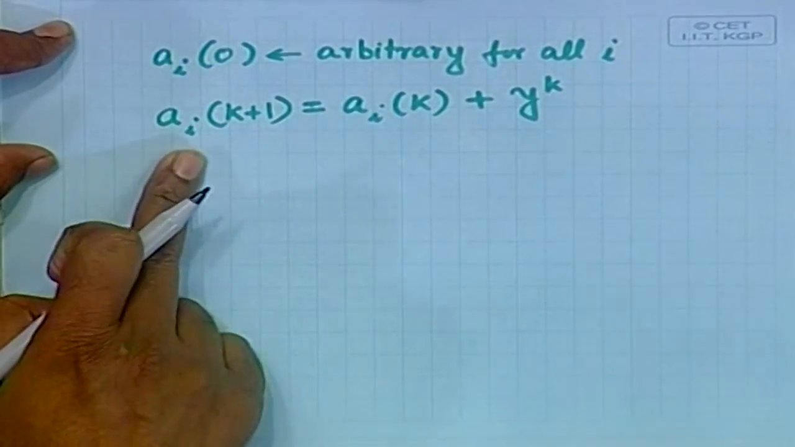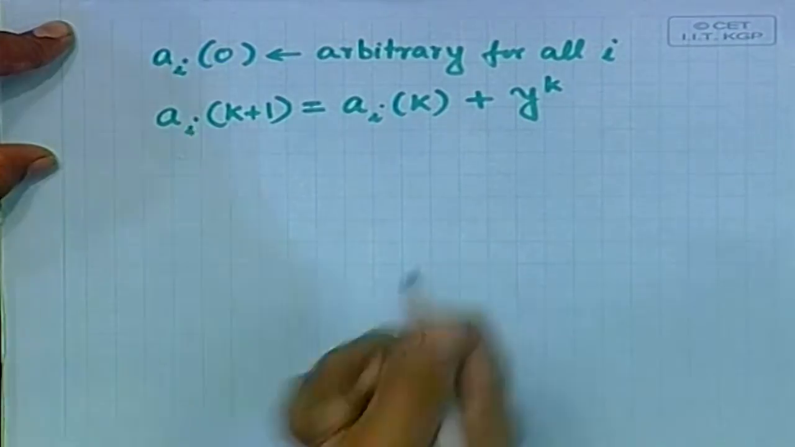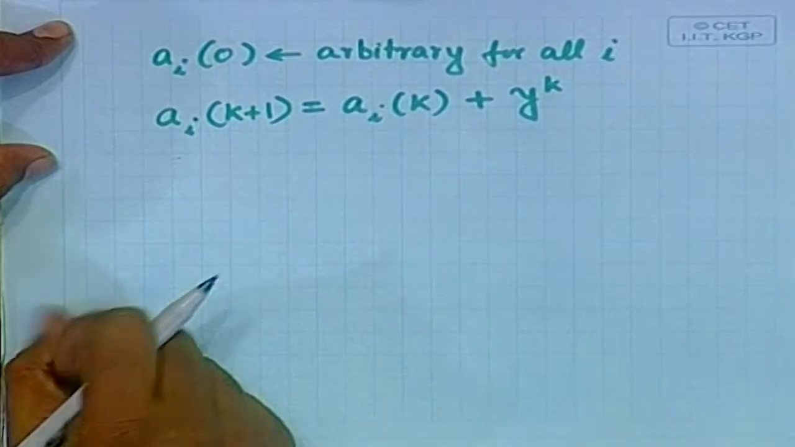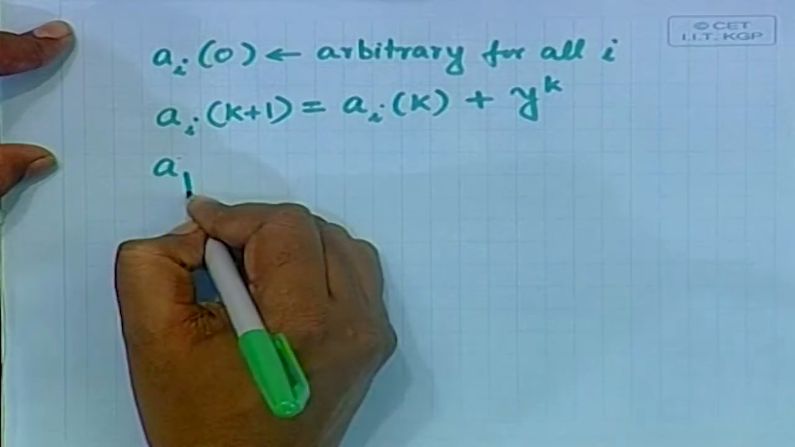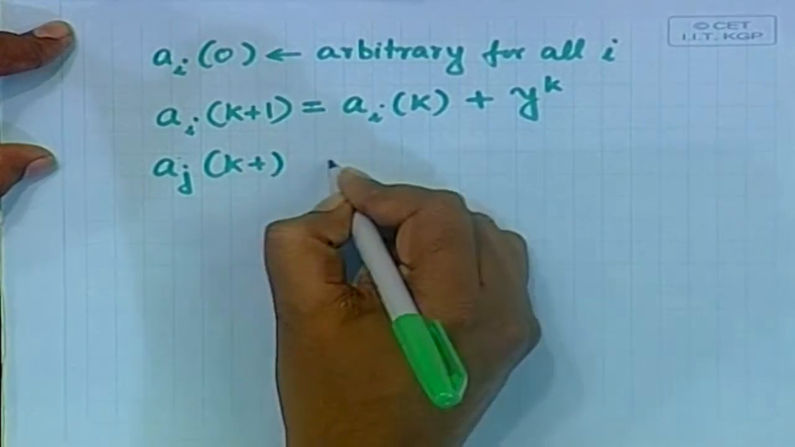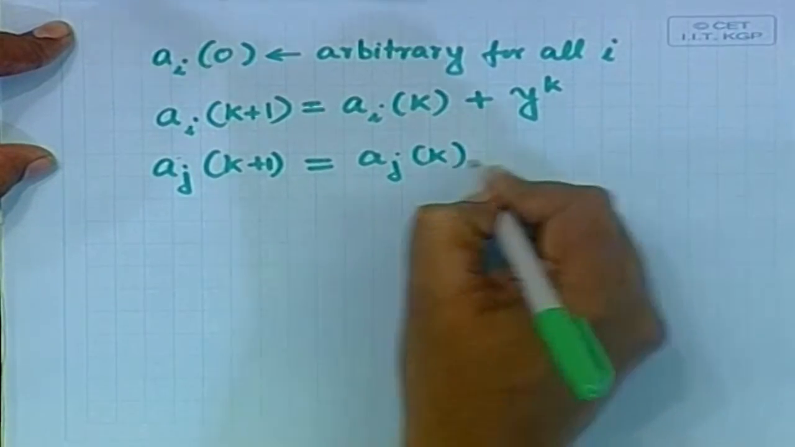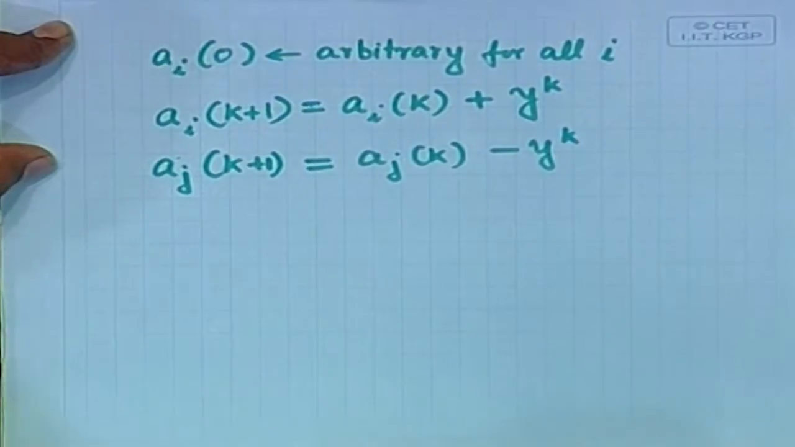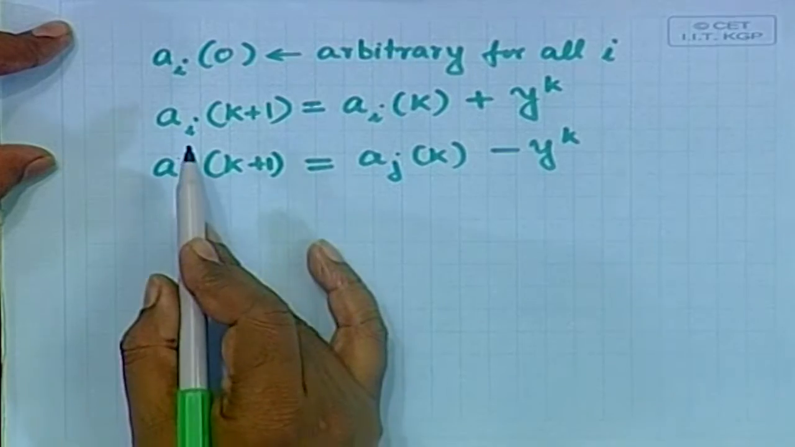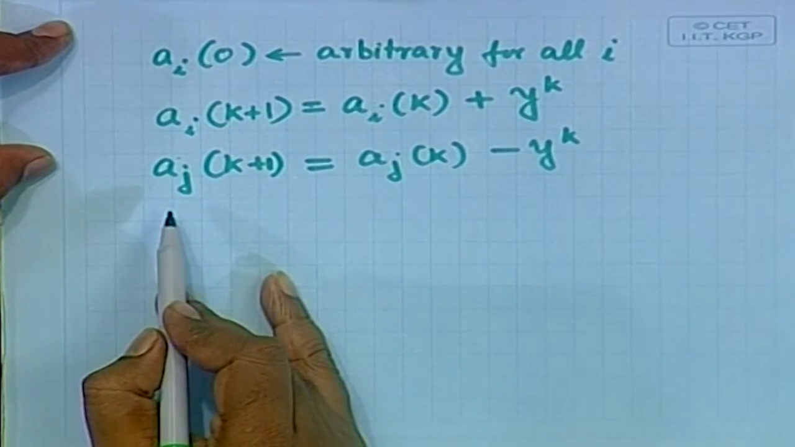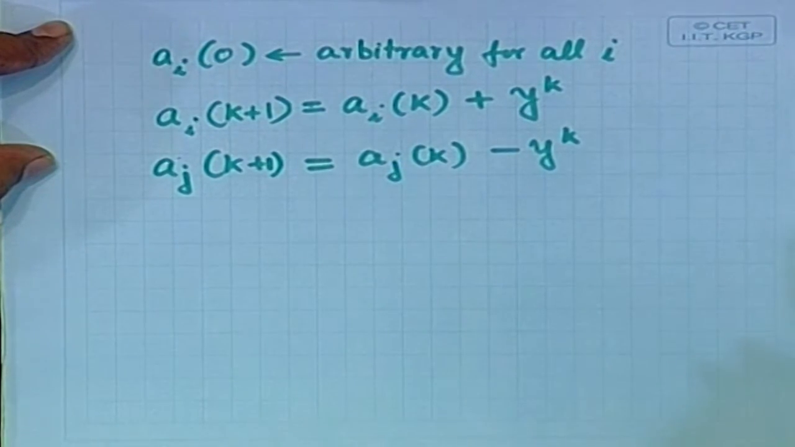So, we are incrementing ai in a particular direction. aj has to be incremented in a negative direction, because we want to penalize aj, whereas we want to reward ai. And for aj(k+1), the weight updation rule will be simply aj(k) minus yk. So, you find that only two weight vectors we are updating, ai and aj, for every eta ij which is misclassified.